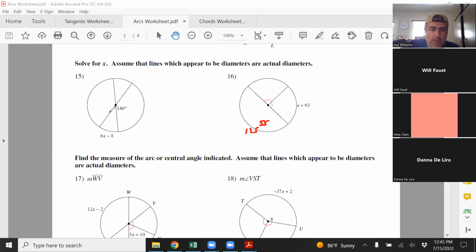Right, if that's 140, that's 40. 6x minus 8 equals 40. Solve for x, not that hard. Since these are the same, those are each 90. So x plus 3 equals 90. Plus 93 equals 9. So x is negative 3. Okay.